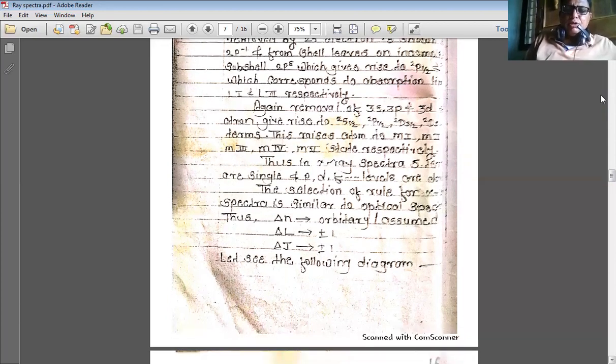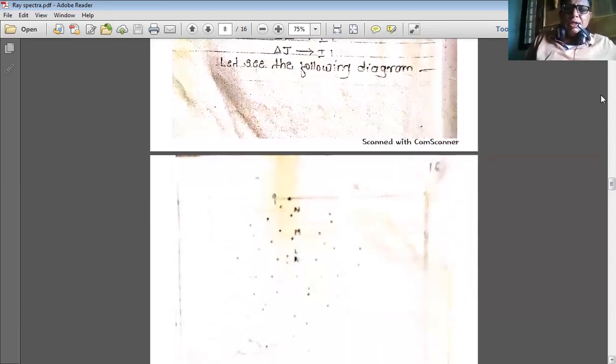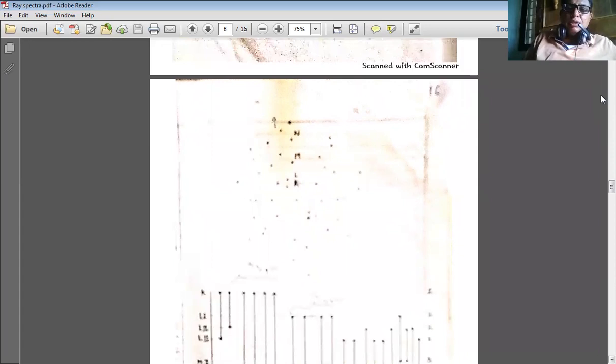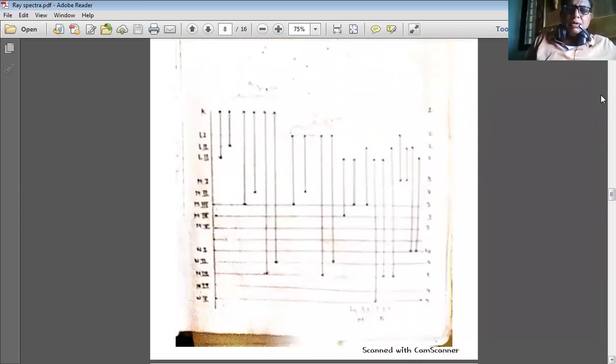This diagram is showing the dotted lines as K, L, M, N like this, as shown in the figure in the book. So you have seen this graph. Today we stop here for the second lecture. Tomorrow we are going to the third lecture on the same chapter.